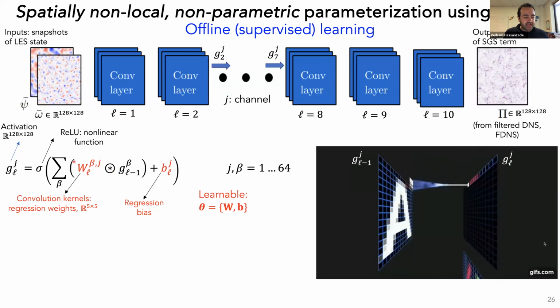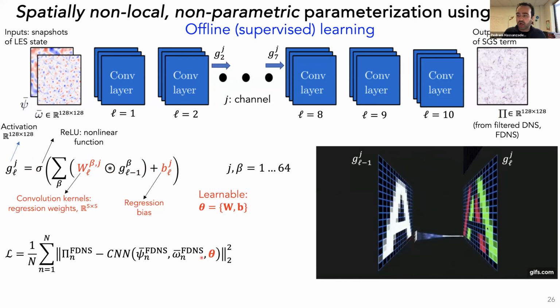Now, everything is linear. At the end of the day, there is a nonlinear function, an activation function. And we learn these kernels and a small number of biases basically by minimizing a loss function like a mean squared error that's shown here.